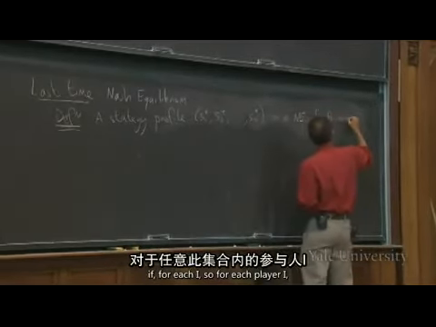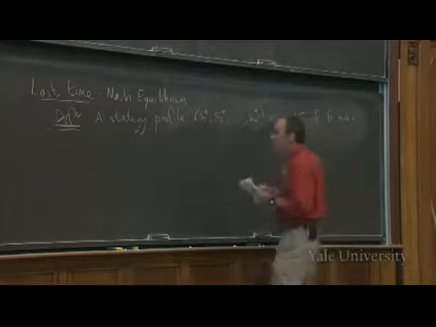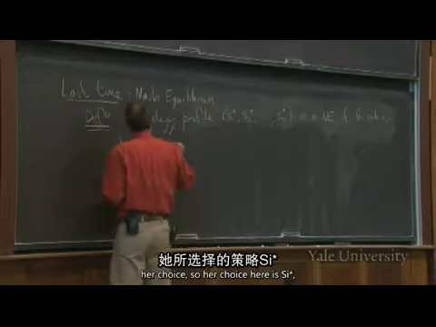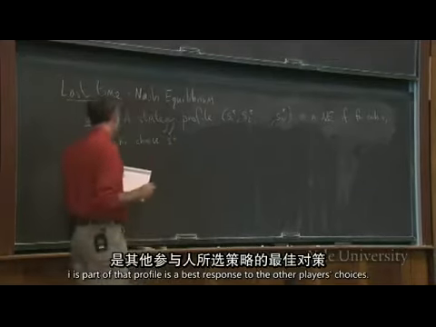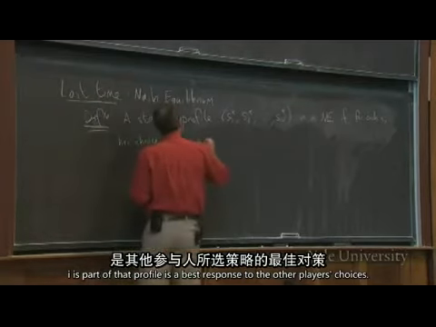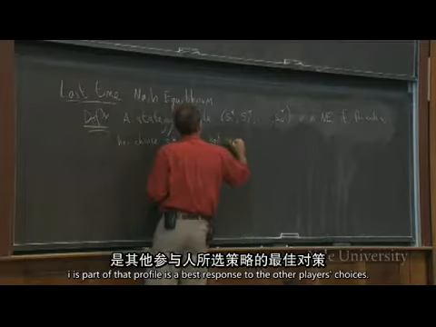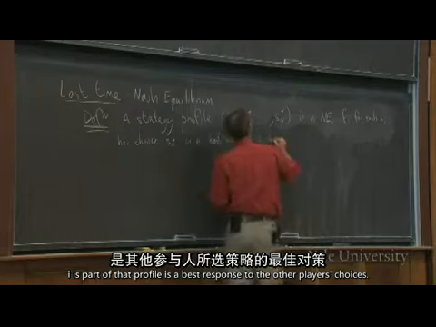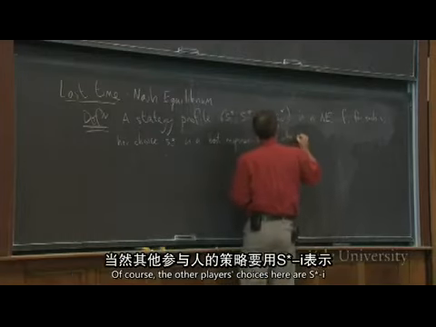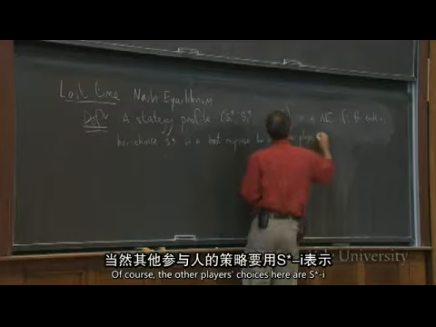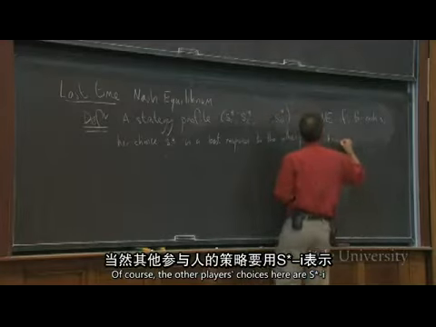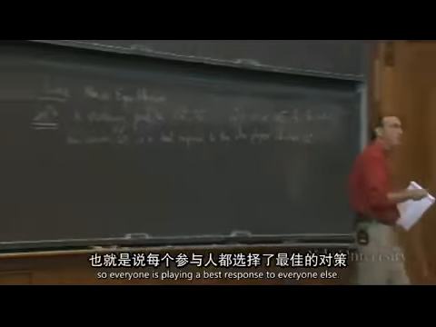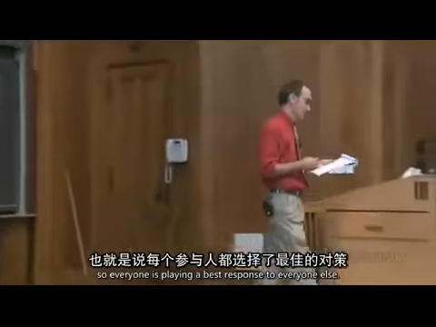if for each I, so for each player I, her choice, so her choice here is Si star, that is I's part of that profile, is a best response to the other players' choices. And of course, the other players' choices here are S minus I star. So everyone is playing a best response to everyone else.